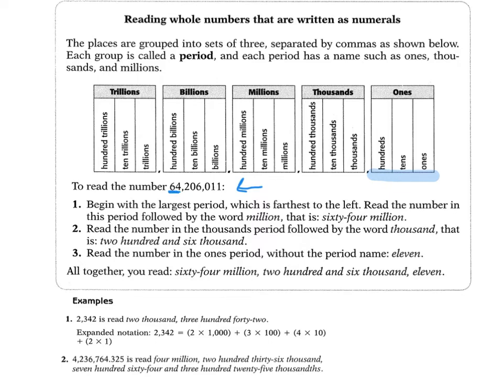Next, we would read the number in the thousands place, followed by the word thousand, and that is 206,000. And then we would read the number in the ones period without the period name, so it would just be 11. So altogether, we would read 64,206,011.